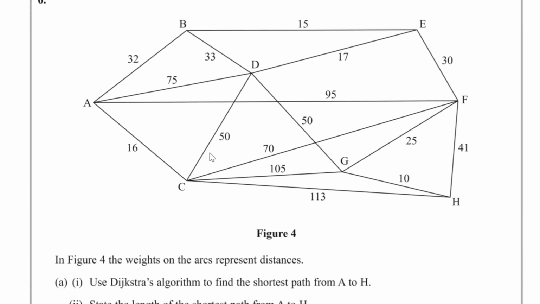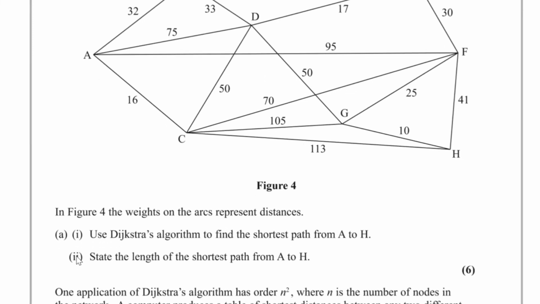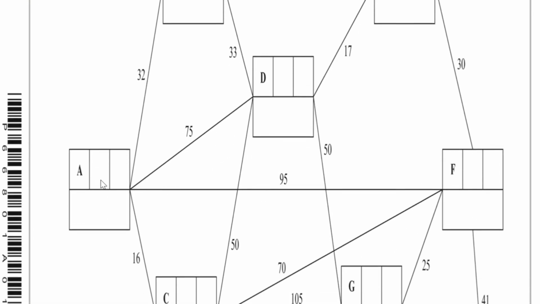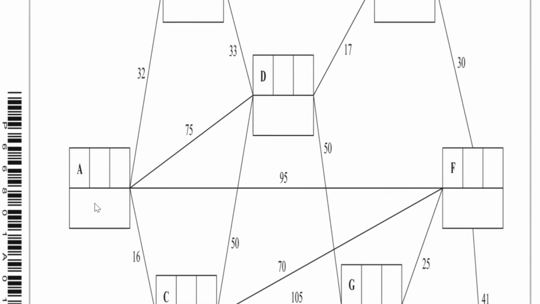Question number 6. In figure 4, the weights on the arcs represent distances. For the first part of the question, we have to use Dijkstra's algorithm to find the shortest path from A to H, and then state the length of the shortest path from A to H. So, in our answer book, we need to start off with A, so the working value here is 0, and then the final value, because there's nothing to compare this with, the final value is 0. We assign a number 1 to its order of labelling.